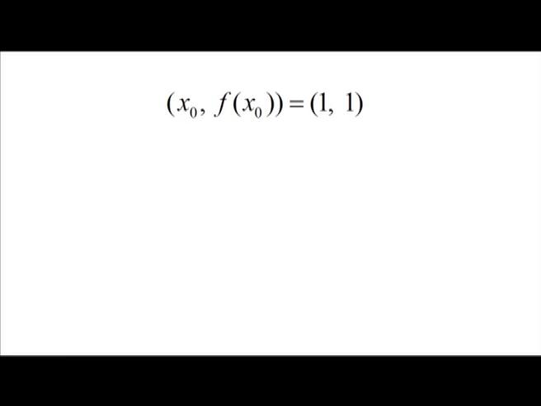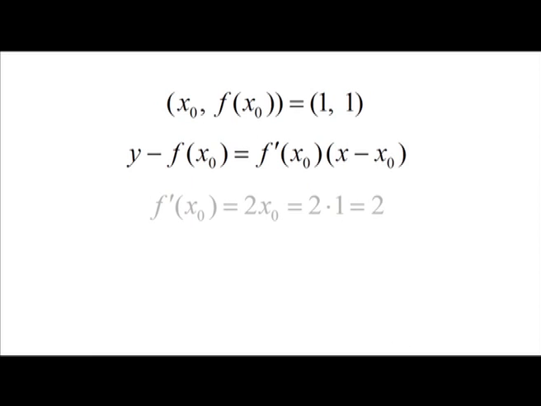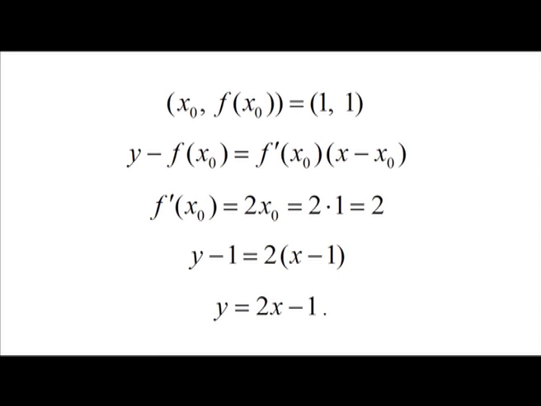Then the tangent to the parabola at the point (x₀, f(x₀)), which is equal to (1, 1), is obtained by the formula y − f(x₀) = f'(x₀)(x − x₀). Since f'(x₀) = 2x₀ = 2 × 1 = 2, the above equation of the tangent line gives y − 1 = 2(x − 1), that is, y = 2x − 1.